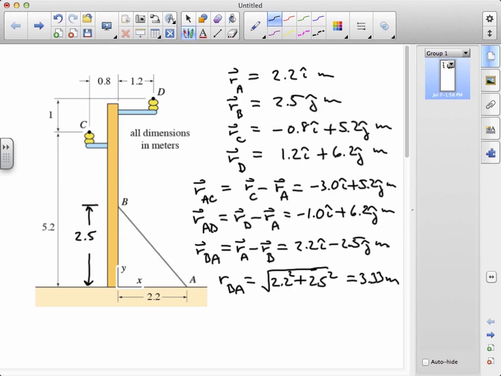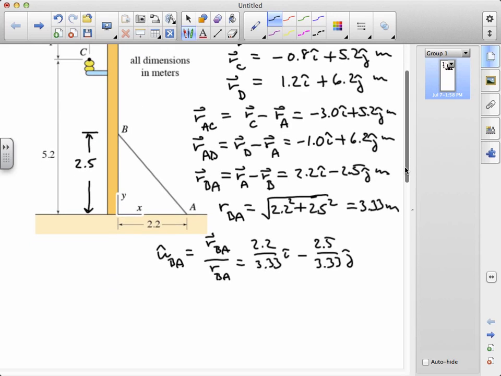So the unit vector from B to A is the relative position vector from B to A divided by its own magnitude, which is 2.2 over 3.33 i minus 2.5 over 3.33 j. And we can write that in decimal form as 0.661 i minus 0.751 j.